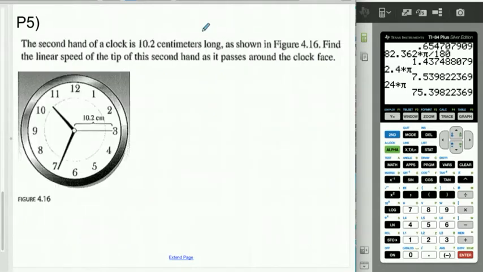Okay, the second hand of a clock is 10.2 centimeters long, as you can see in this figure. Find the linear speed of the tip of the second hand as it passes around the face of the clock. So we only want linear speed here. Okay, so we know that if we're trying to find the distance that's traveled, there's a couple different ways to do this. I'm going to argue that the easiest option is just to do the distance in a full minute.